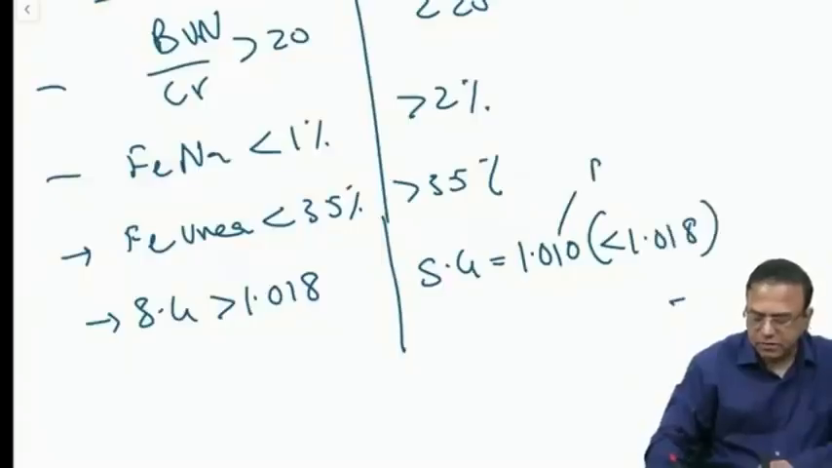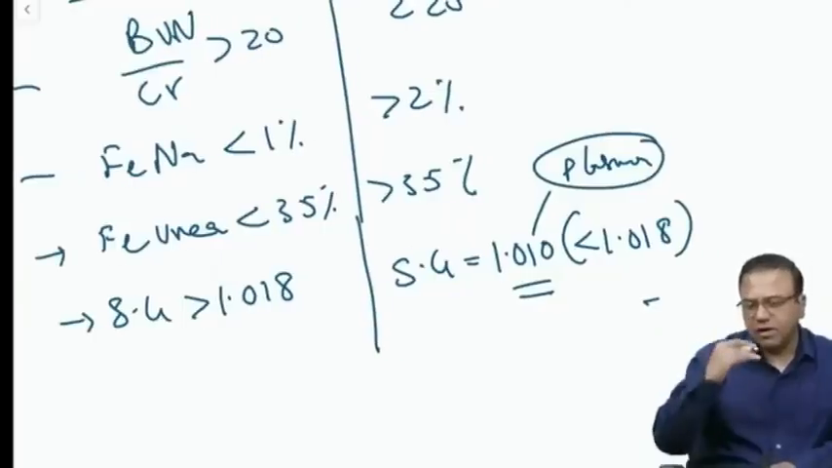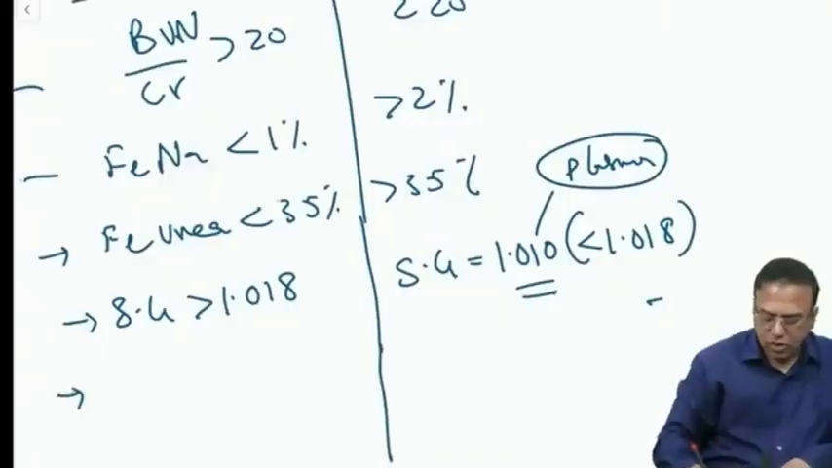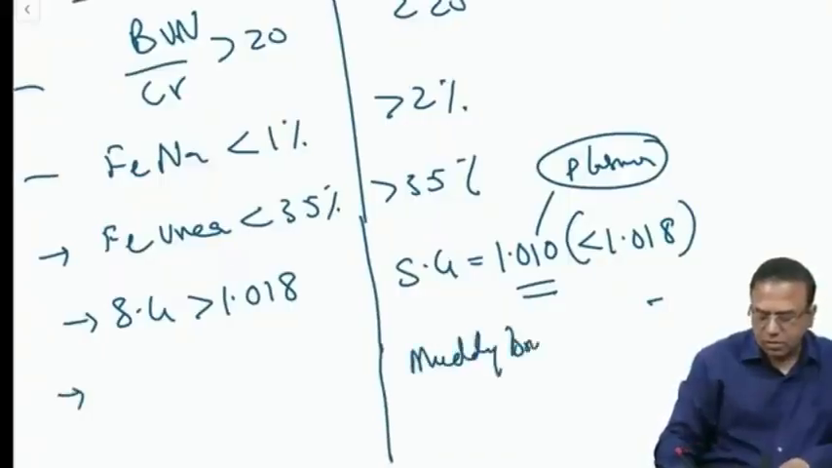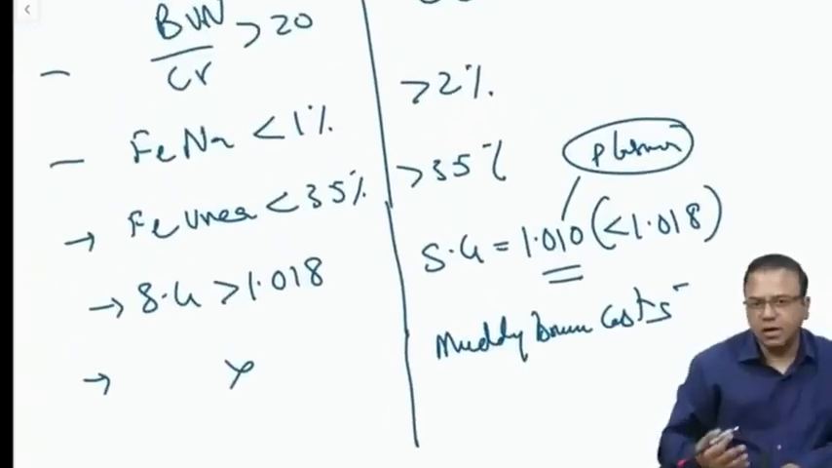Okay, this is the specific gravity of plasma actually. The closer to plasma it is, it means the tubules are not doing anything. Whatever filtered came out in the urine. Then you can also look at the muddy brown cast, which will not be there over here. They may say hyaline cast. Actually, hyaline cast can occur in any dehydration.